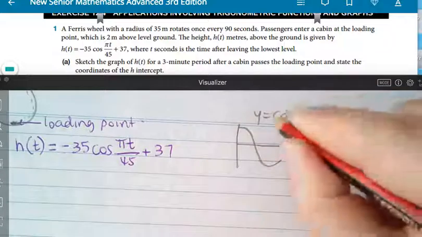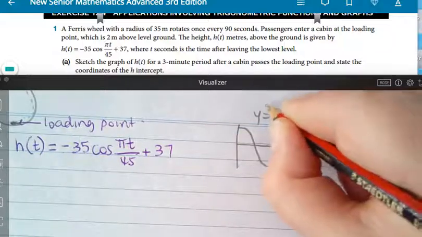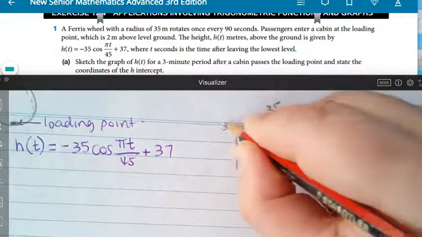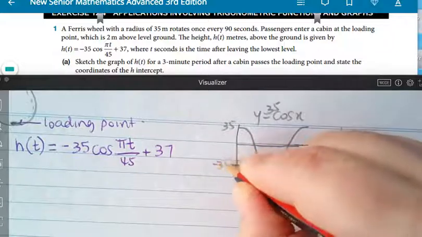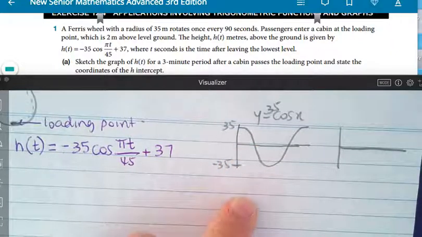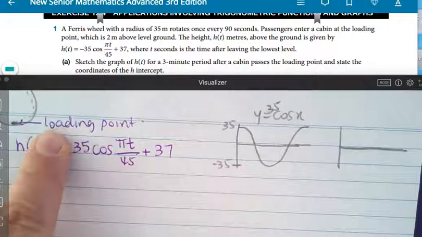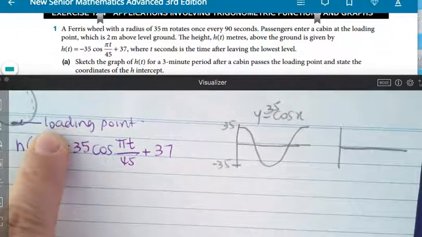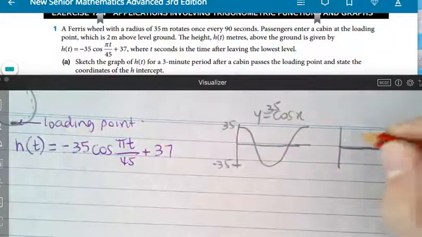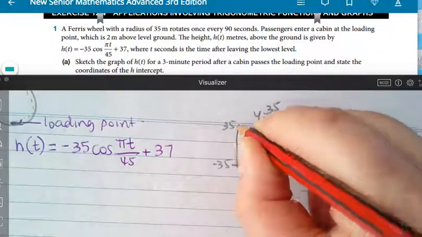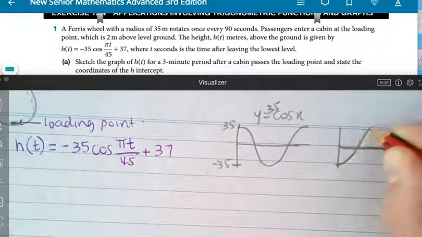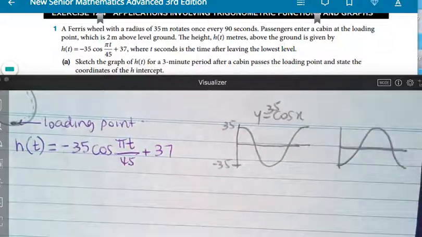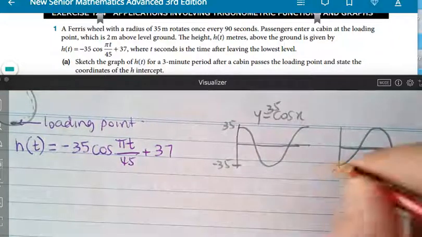So, for example, this is y equals cos x, but if I want y equals 35 cos x, all you do is write 35 there and negative 35 there. This isn't my curve, but that would be 35 cos. Don't worry about the pi t on 45 plus 37 yet. We're going to build that up. We've got the negative cos curve, so instead of it being up at 35, it starts on the ground like this. So this is going to be the shape of our curve.